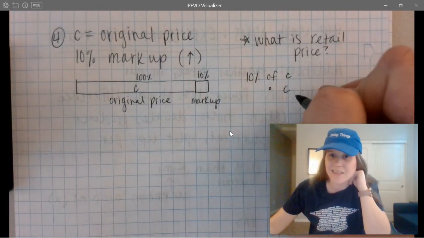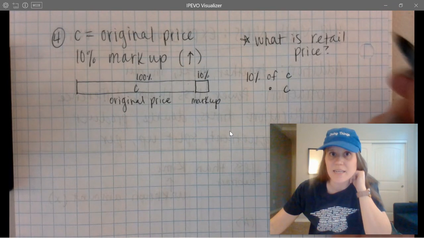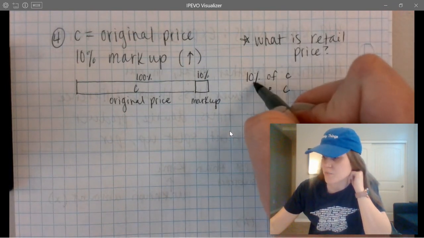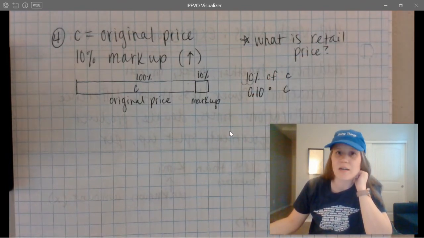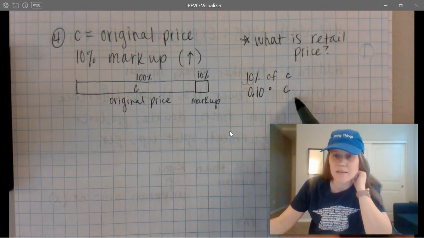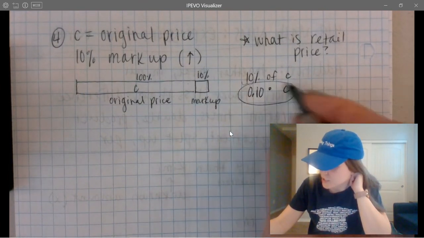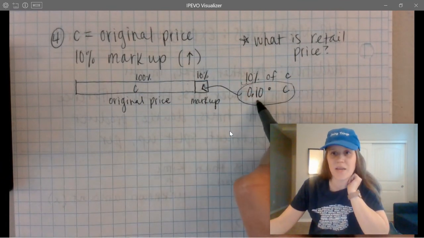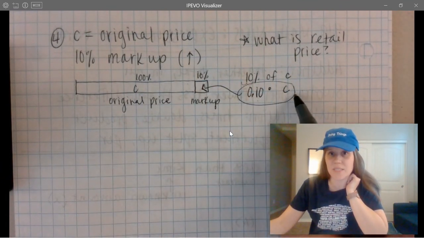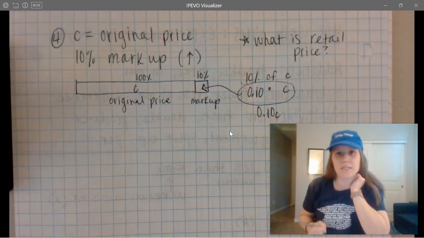C, I don't know what it is, but C is fine. I want to keep it. And 10%, if I want to do any kind of operations with that percent, I need to write it as a decimal. To do that, I just move that decimal 2 places to the left. 0.10 times C. That's the markup, okay? I'm gonna go ahead and circle it and just draw an arrow. The markup is 0 and 10 hundredths times C. Or maybe write it more like a mathematician, like this.